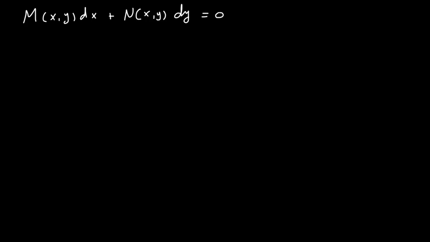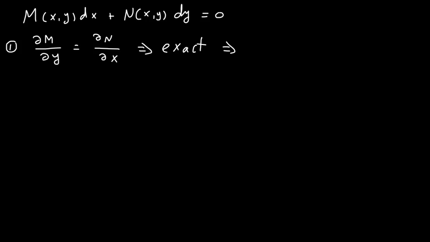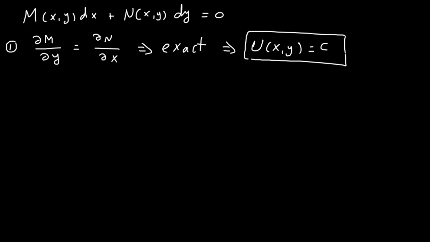The first thing that we need to do is to check for exactness, and to do this we check if partial M by partial y equals partial N by partial x. If this is satisfied, then the ordinary differential equation that we have is an exact ODE, and this means that we guarantee the existence of a solution of this form: u of x and y equal to constant. And how to find this solution? We do this in the next step.